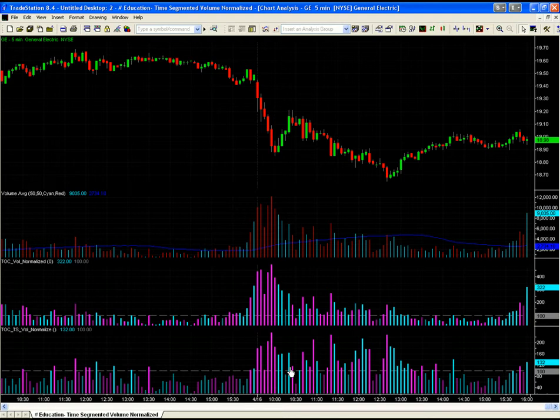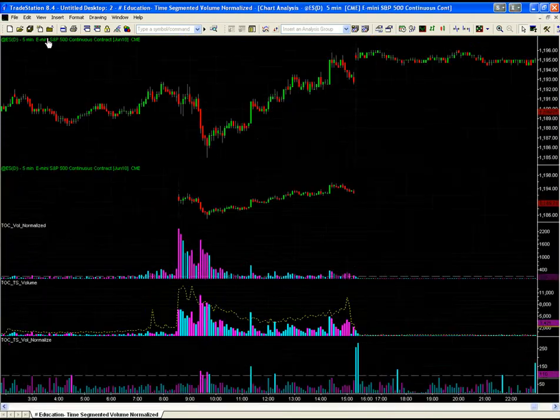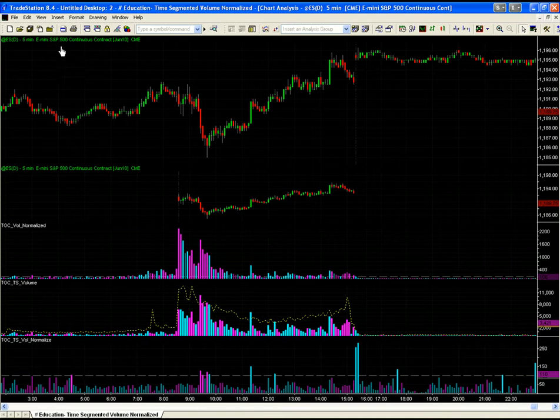So time segmented volume normalized is a huge asset for the trader and the way to look through the distortions of volume. Now let's look at it on the E-mini S&P 500. In this case, we're looking at the actual normal trading times, and we're looking at the 24-hour times. Now the volume normalized shows the story that most of the volume happens at the beginning of the day here, and it tapers off, with almost no volume happening overnight in the overnight market.